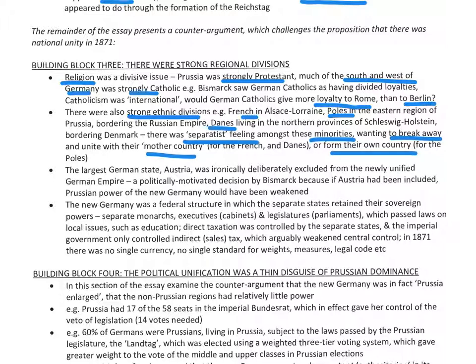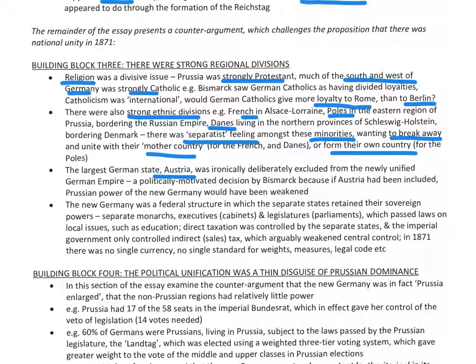There's a lot of very good material in Abrams on that, so looking for some extra information from Abrams would be good. The largest German state, Austria, was of course excluded deliberately. Well, again, that's not national unity, is it? When you've got literally millions of Germans who are living in a different empire, the Austro-Hungarian Empire. So that's a relevant point.